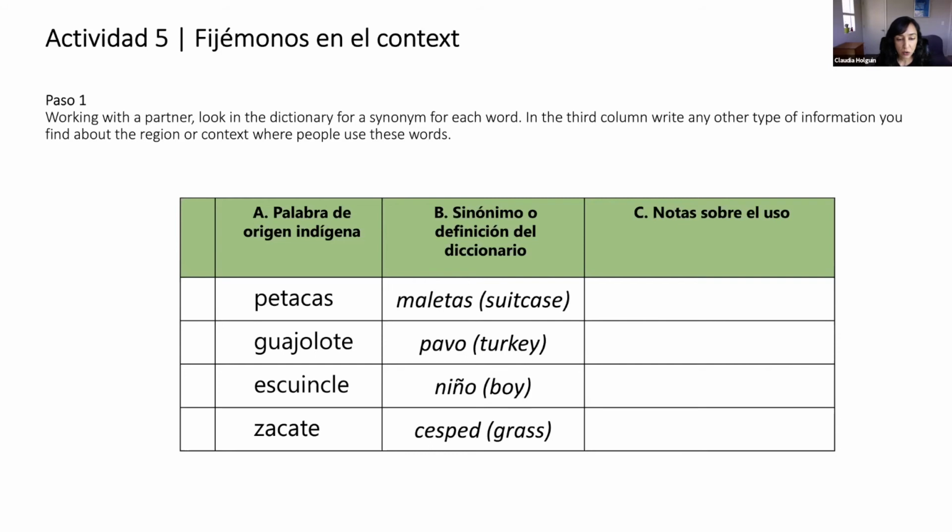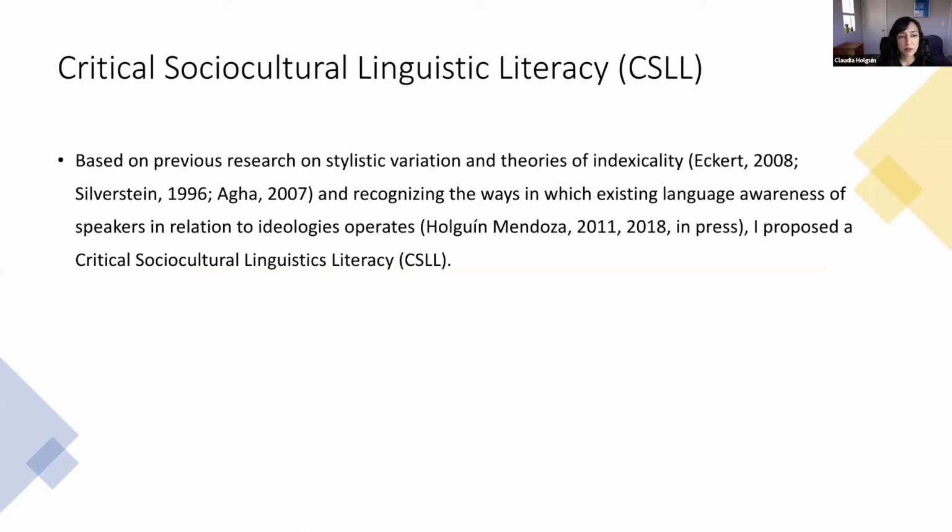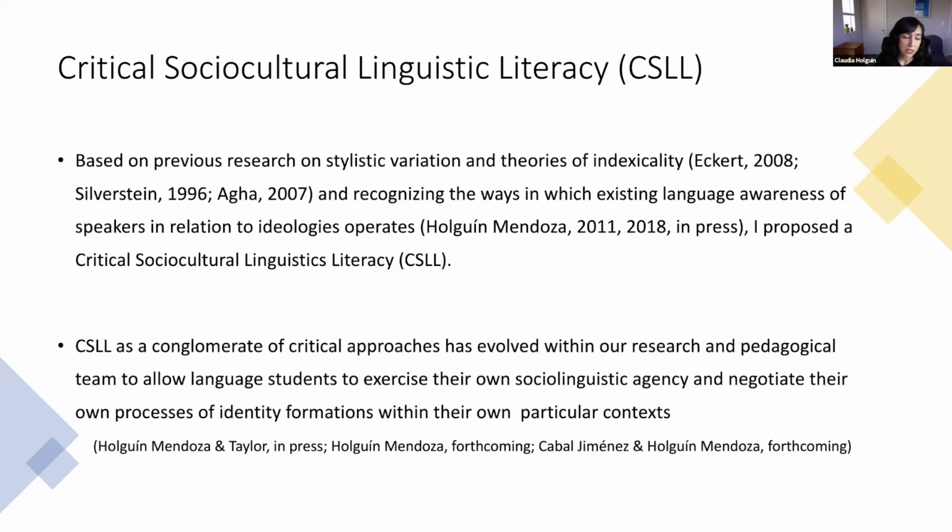So as a conclusion here, we know that column A and column B are not synonyms. They convey different social meanings depending on the context and depending on the community. So based on previous research on stylistic variation and theories of indexicality, and recognizing the ways in which existing language awareness of speakers in relation to ideologies operates, I propose a critical sociocultural linguistics literacy. CSLL, as a conglomerate of critical approaches, has evolved within a research and pedagogical team to allow language students to exercise their own sociolinguistic agency and negotiate their own processes of identity formation within their own particular context.